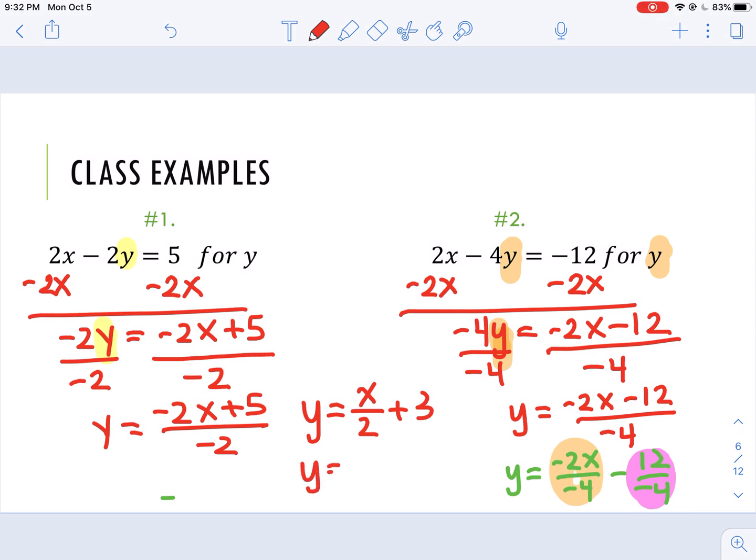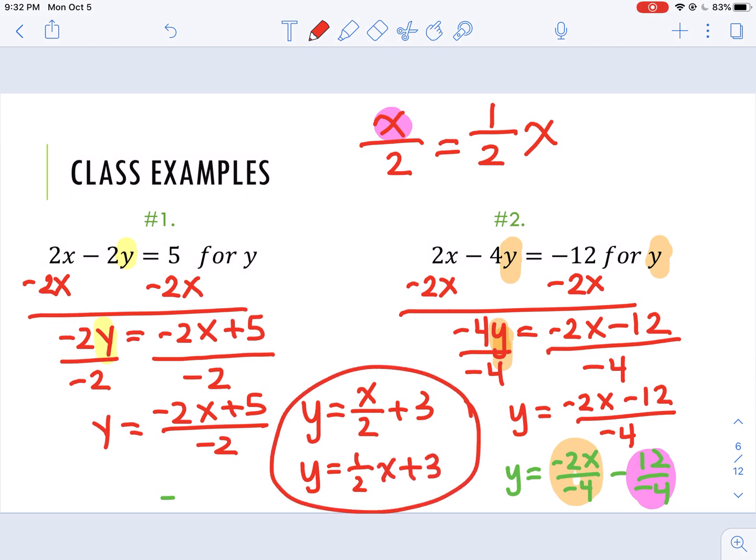If you really want to get fancy, we can pull out that coefficient. Remember, x over 2 is the same thing as saying 1/2 x. All right, my coefficient here to x is actually 1/2. So another way that we can write this is y is equal to 1/2 x plus 3. So I would accept either of these solutions for number 2. All right, hopefully these are getting a little easier.